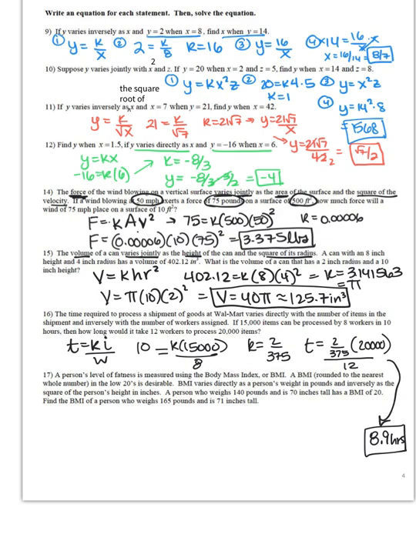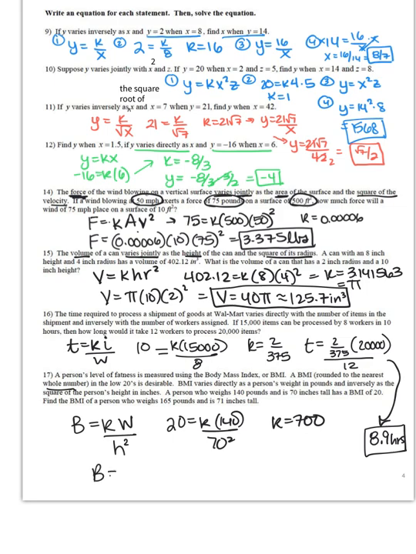A person's level of fatness is measured by the BMI, rounded to the nearest whole number; in the low 20s is desirable. BMI, so I'll just call it B, varies directly as a person's weight and inversely to the square of their height. Did you know that? A person who weighs 140 pounds, okay, so I'm going to say 20 equals K times 140 over 70 inches tall squared. So let's figure that out. We'll figure out what K is.